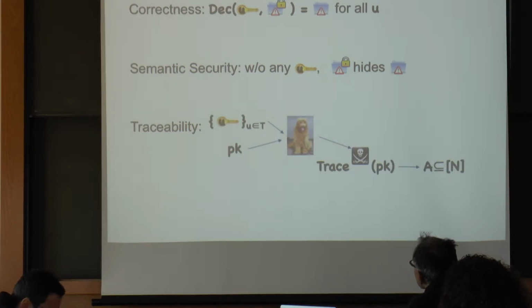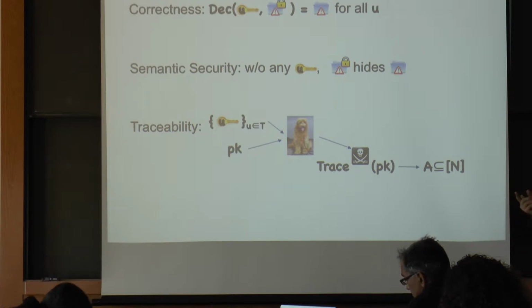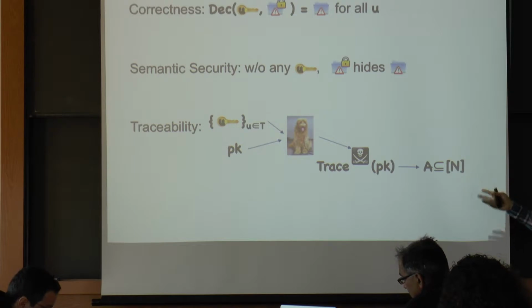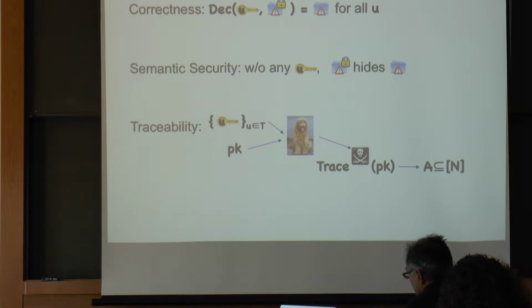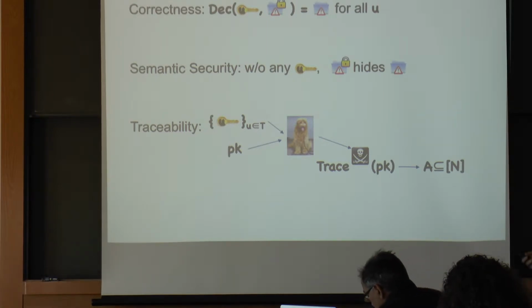So we're going to consider the following experiment, where we take a bunch of keys for various users, some subset T of all users, and give them to the traitor. The traitor is going to use those keys, do whatever he wants, and he's going to ultimately construct the pirate decoder box. We trace the pirate decoder box because we intercepted it, and get a set A of accused users.